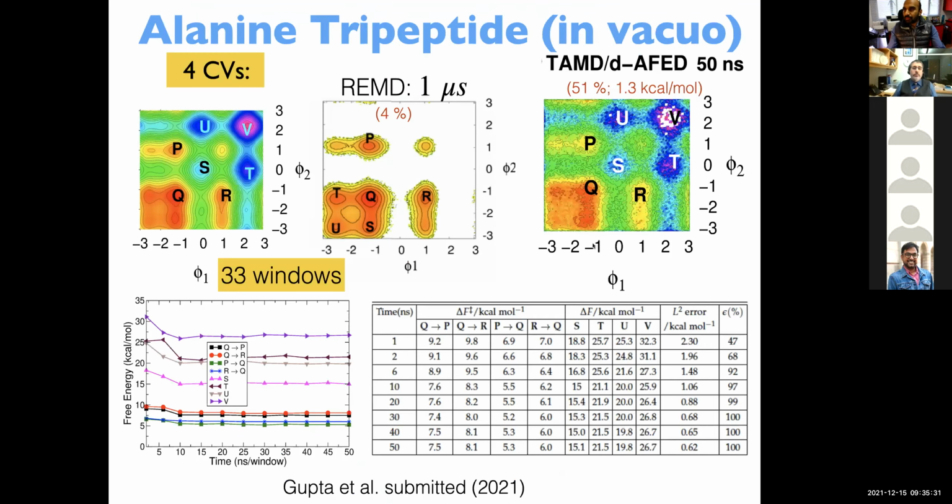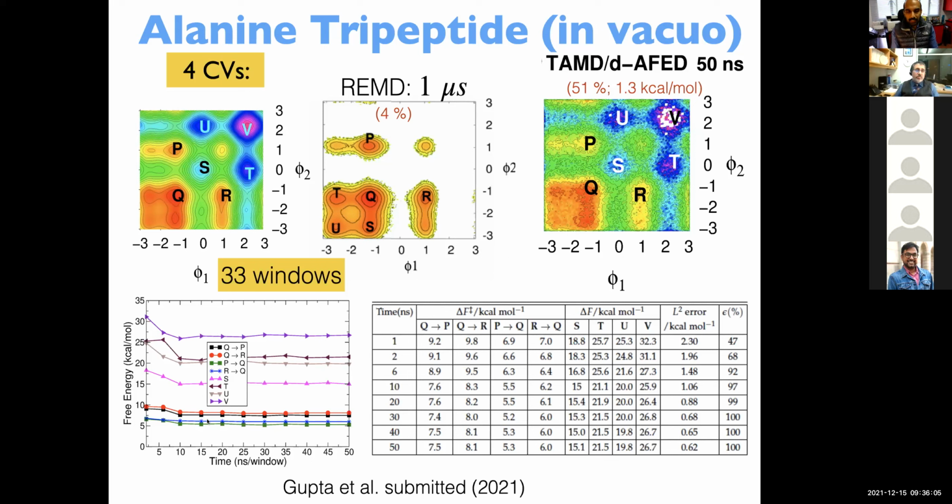So let's go to something more exciting, right? Alanine dipeptide is nothing exciting. So let's look at alanine tripeptide in vacuo. Here we have used 4 collective variables: phi1, phi2, psi1, psi2. And you can see the convergence of free energy barriers. These are the free energies of some of the second order saddles on the projected free energy landscape, and you can see they are converging extremely quickly.